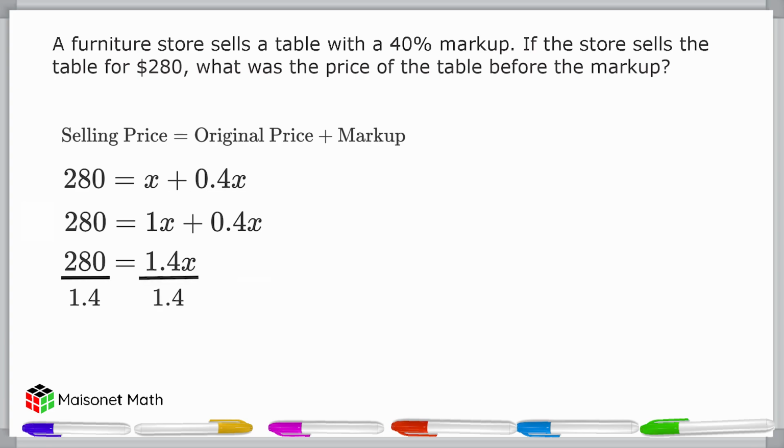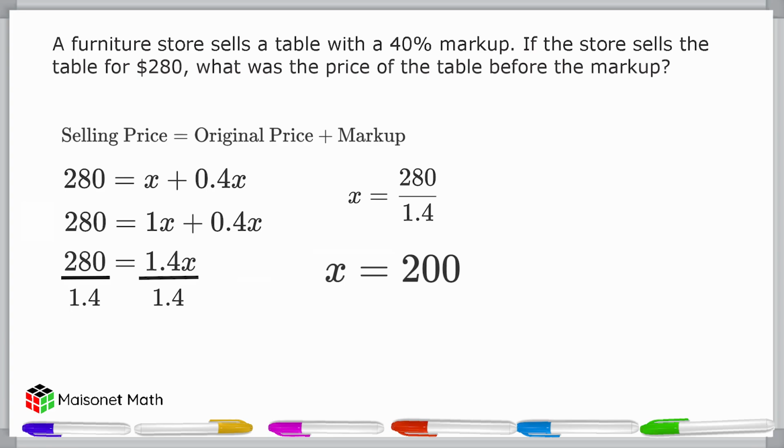Now, after dividing 280 by 1.4, we end up getting a quotient equal to 200, which is the original price of our table. So really, the markup price, which is $280, consists of that original $200 plus the 40% markup, which is $80. So when you think about it, our markup price of $280 is really a 140% increase of the original amount of the table.